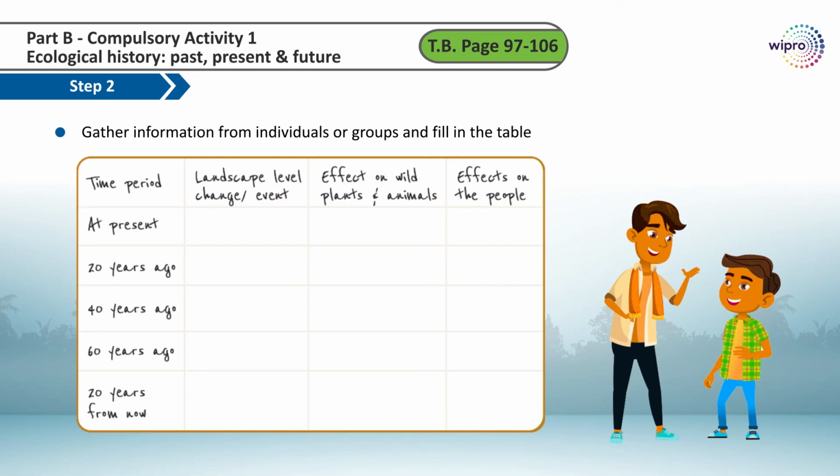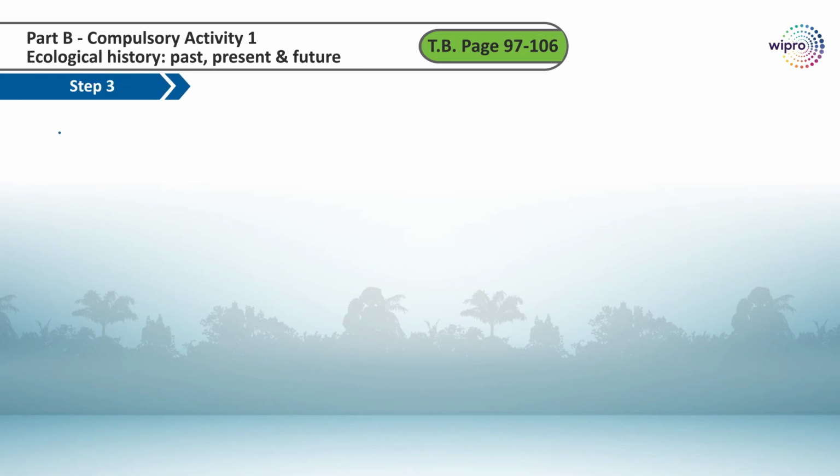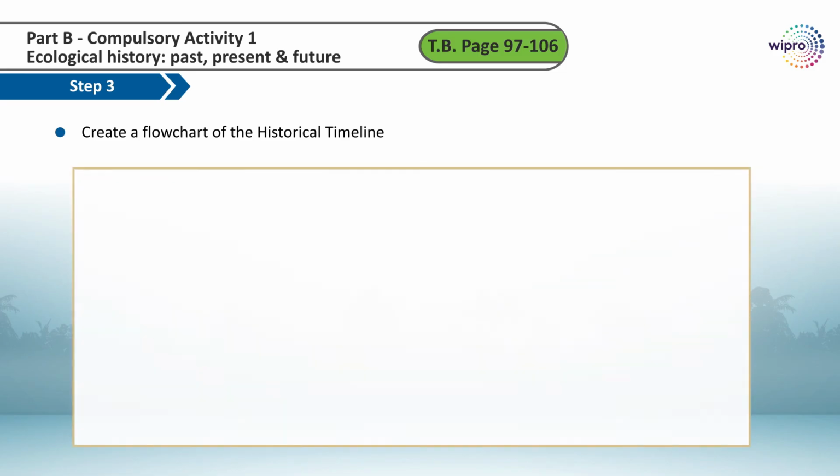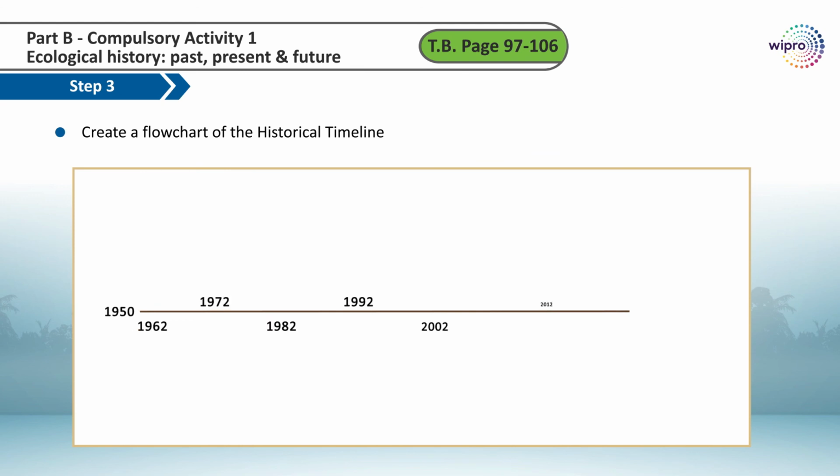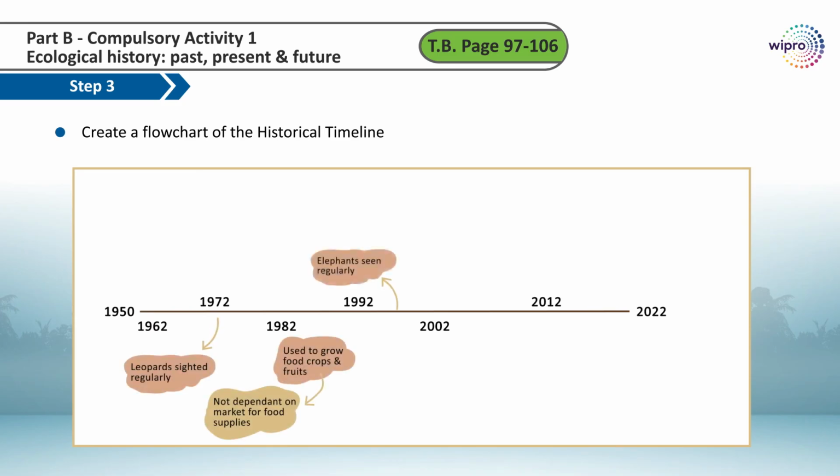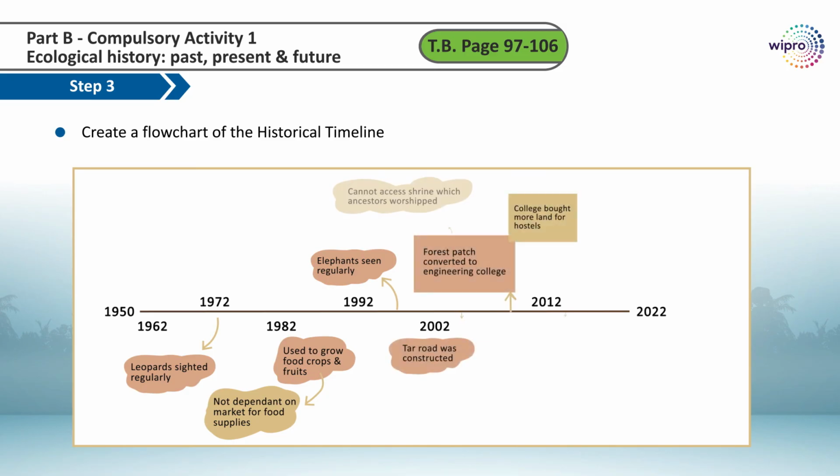Step 3. Using the information you have gathered, create a flowchart of the historical timeline. Take a large chart paper and draw a horizontal line in the center. Divide this line to mark the dates from the past to the present. Write down the events that occurred during each time period in the space immediately above and below the line.